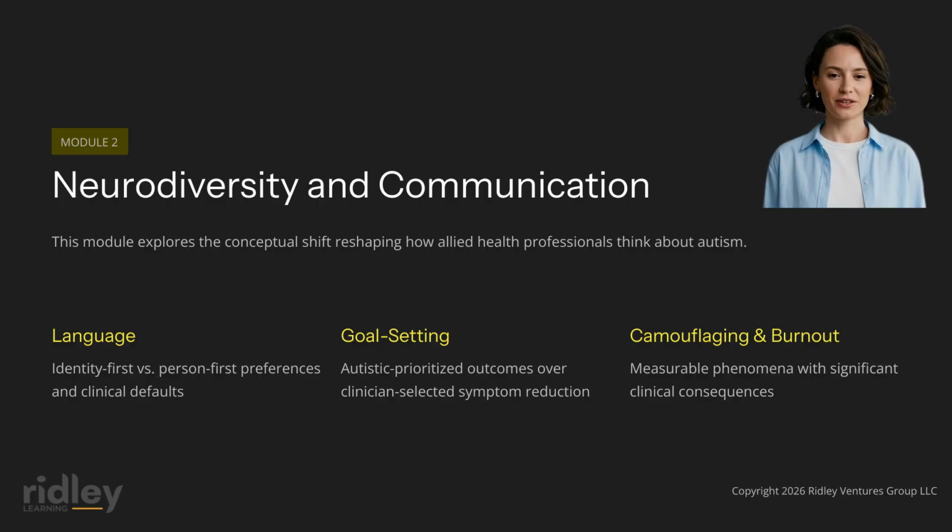Now let's turn to Module 2, which focuses on the neurodiversity paradigm and clinical communication. This module will ground you in the conceptual shift that's reshaping how allied health professionals think about autism, and it'll give you concrete guidance on language, goal setting, and recognizing key phenomena like camouflaging and autistic burnout.